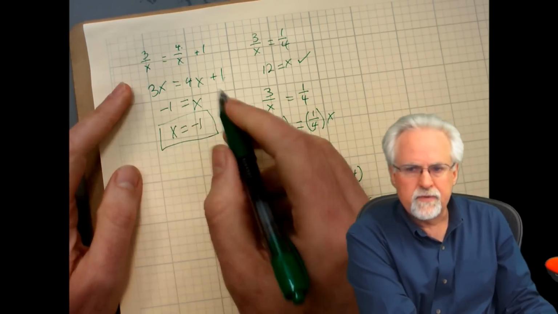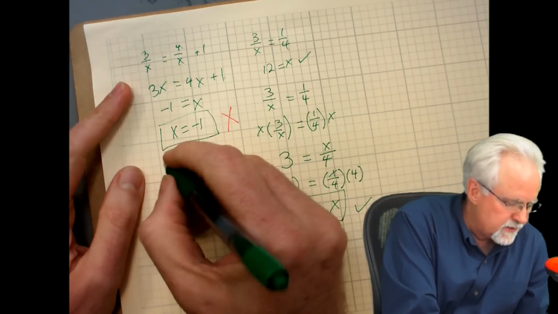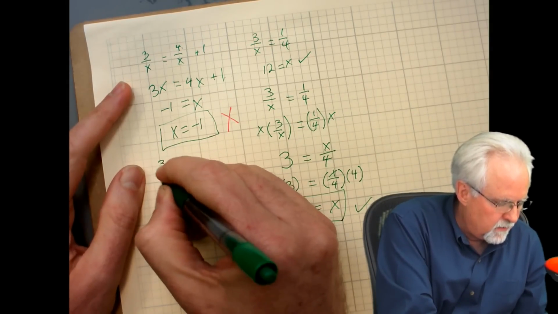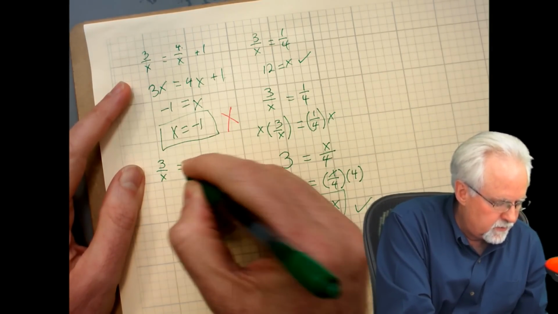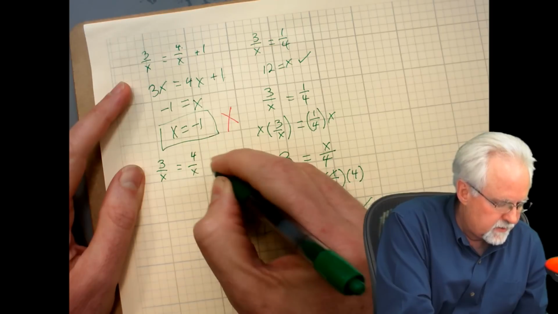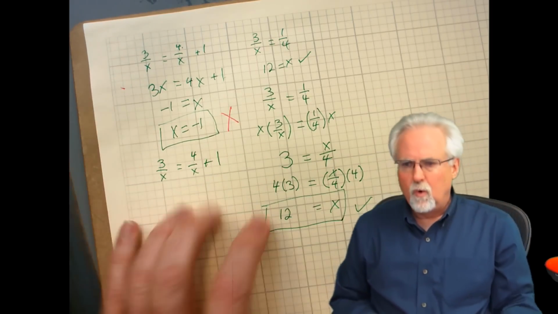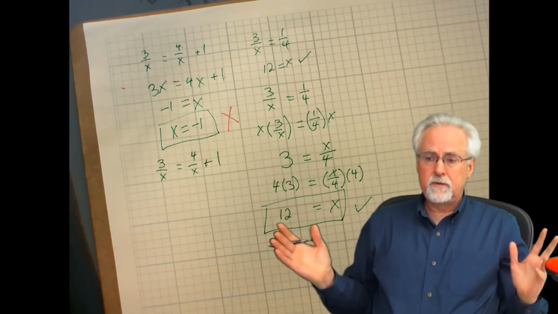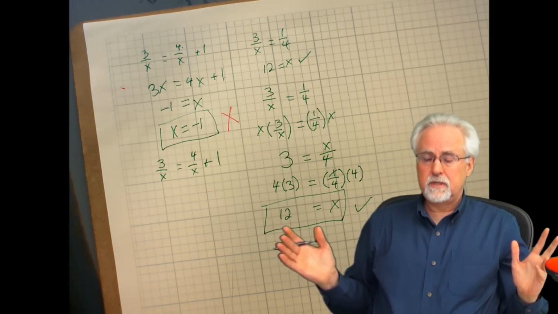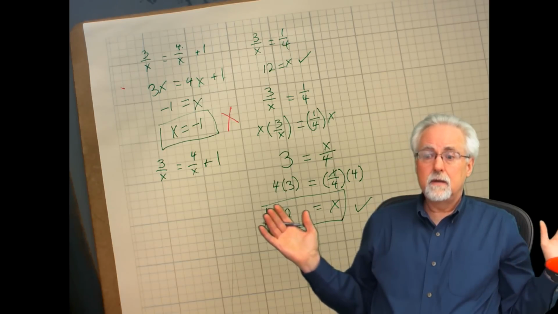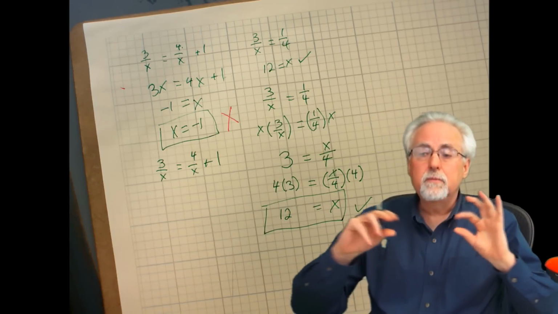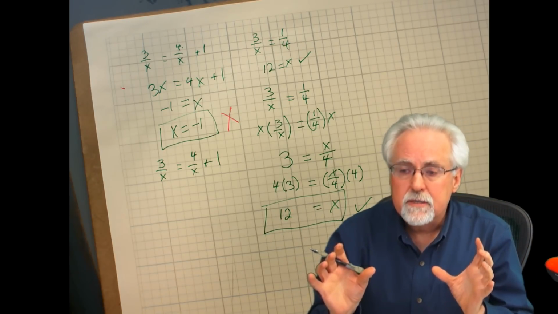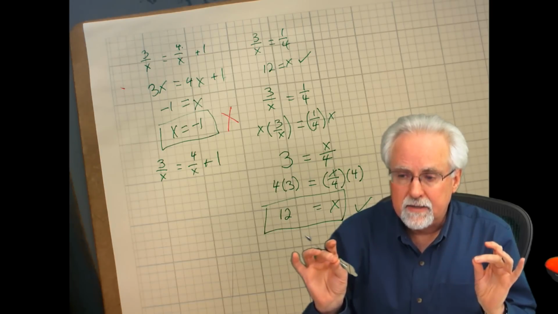So then how would we work this more complicated problem? Well, let's think about it. 3 over x is equal to 4 over x plus 1. Well, why do I not like this? I don't like variables in the denominators. How could I get the variable out of the denominator? What could I do to both sides of the equation to get the x out of the denominator? You got it. Multiply both sides of the equation by x.